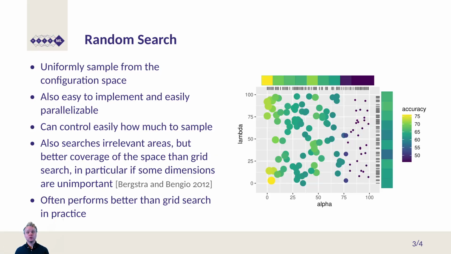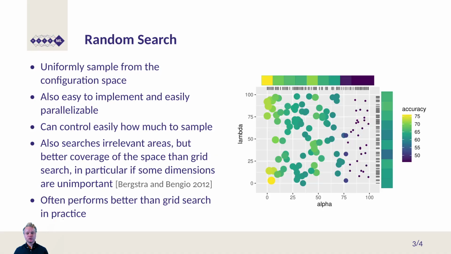I can also control how much to sample. In grid search, this is also possible to some extent through the discretization, but it's not as straightforward. Once I've decided on a discretization, that essentially tells me how many samples I have to evaluate, whereas I can always draw one more random sample. Or if I decide that I don't want 10 of them, I don't have to evaluate them. So I'm not bound to a particular structure here.